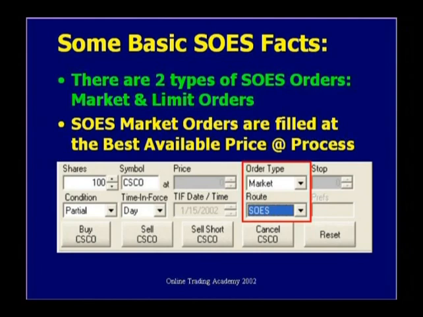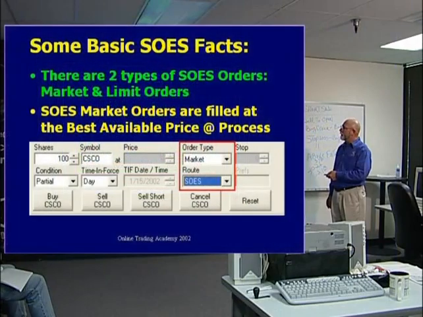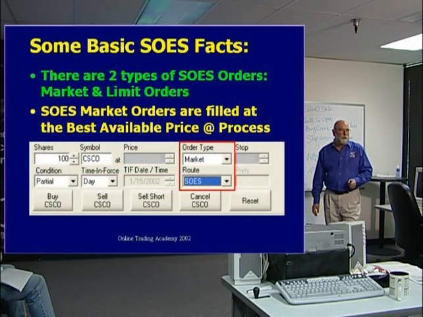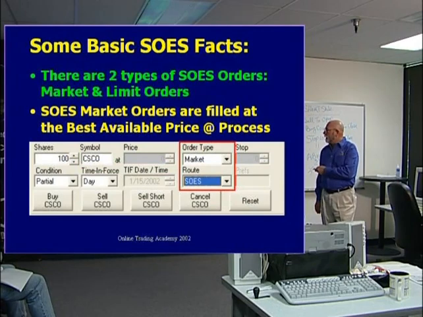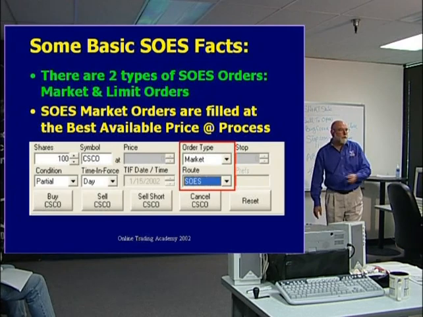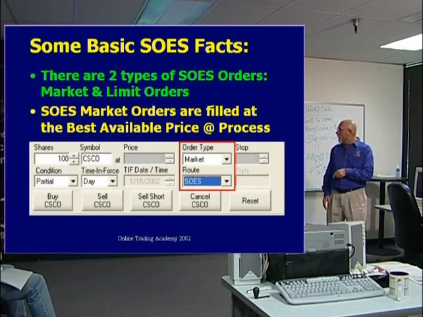Okay, now some more basic SOS facts. SOS does offer both market and limit orders. Okay? If you're using SOS market, you're going to be filled at the best available price at the moment that your order is processed. Here's what you'd look like. Again, you'd have market in here, and you'd have the route SOS, and of course your price box is going to be grayed out because you're at market.